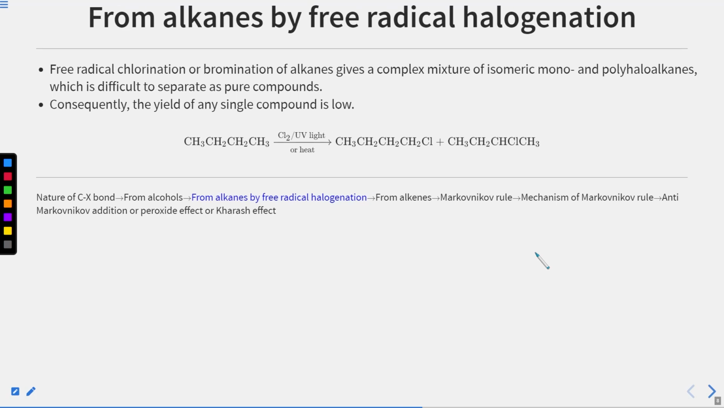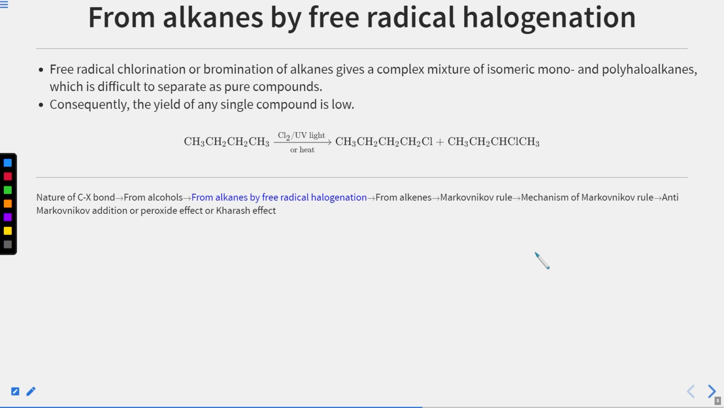Now next is the preparation from alkane. This preparation of alkane is basically following the radical mechanism. Why am I saying that it follows a radical mechanism, and why is it important to mention this? It is important because it is very helpful in predicting our product.